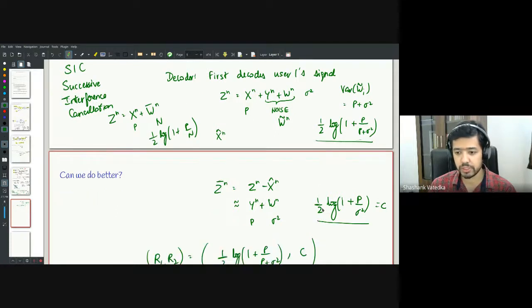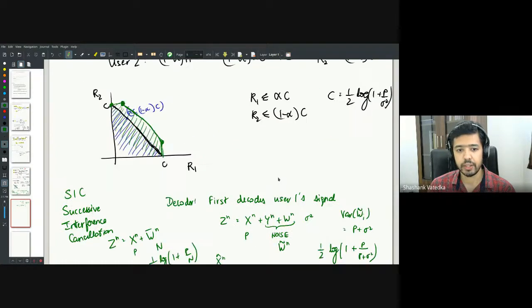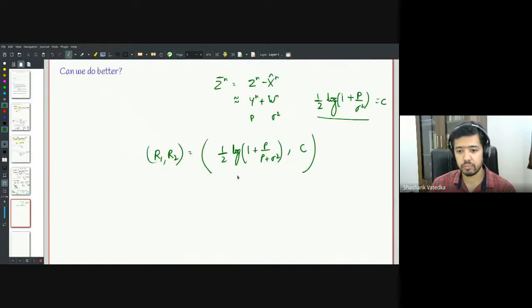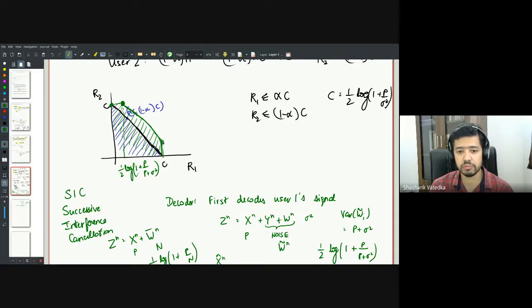So therefore, it is possible to simultaneously talk to the receiver when R1 is half log 1 plus p over p plus sigma square, and R2 is half log 1 plus p over sigma square, which is c. Right? And this point over here, R1, R2, basically corresponds to this. So R2 is half log 1 plus p over sigma square, whereas R1 is half log 1 plus p over p plus sigma square. And a similar argument can be used to achieve this point over here, and similarly, you can achieve these points as well.